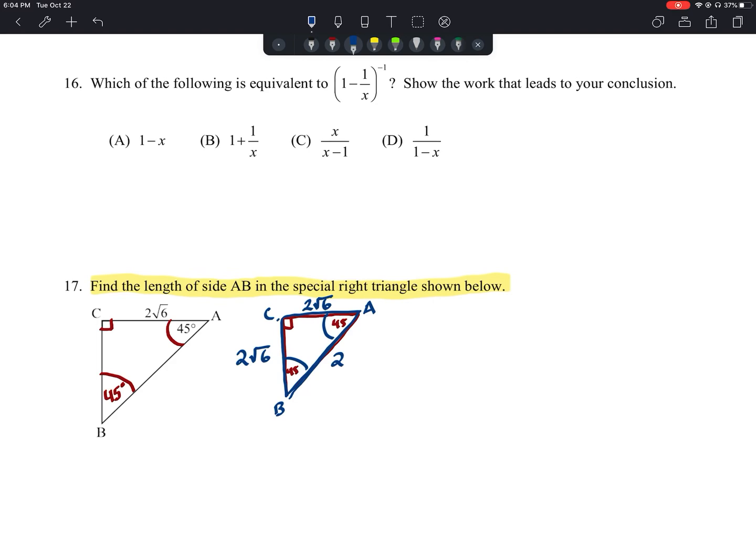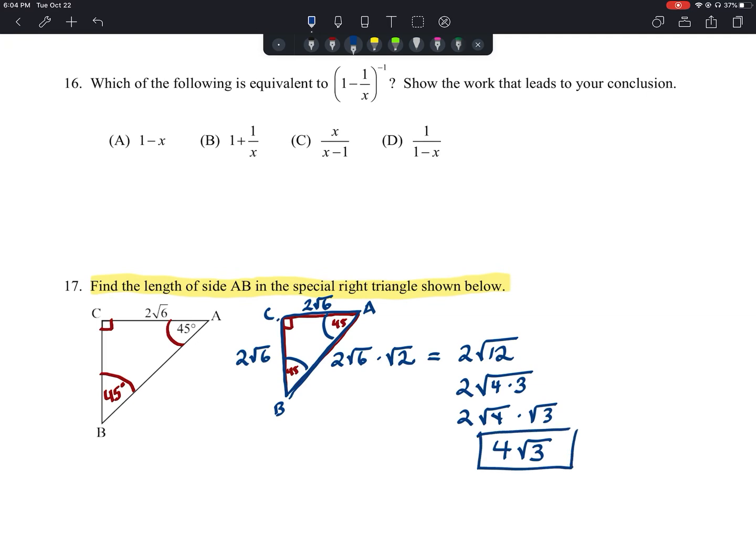So we're just going to take our 2 radical 6 and we're going to multiply it times the square root of 2. Now when you do that here, you're going to need to simplify down your answer. It should be 2 times the square root of 12. And then we're going to simplify that, make that 2 times the square root of 4 times 3, which is like 2 times the square root of 4 times the square root of 3, or basically in the end, it's going to be 4 times the square root of 3. And that would be the side length of AB in this triangle.